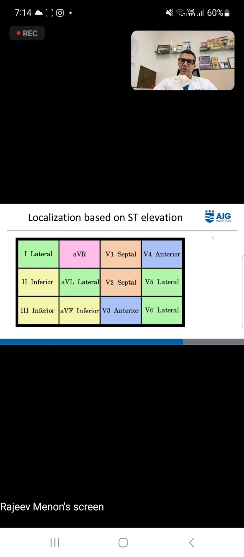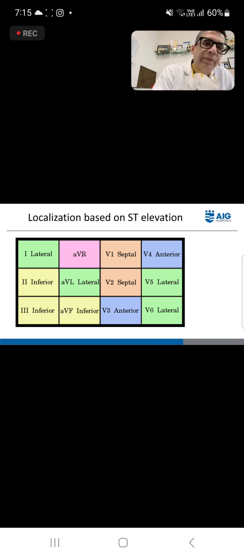AVF is downwards. Okay, so L1 and AVL will become lateral. So you have L1 and AVL, which will be lateral ischemia or lateral wall MI. You have L2, L3, and AVF, which will indicate inferior. Okay. Then you have anterior.